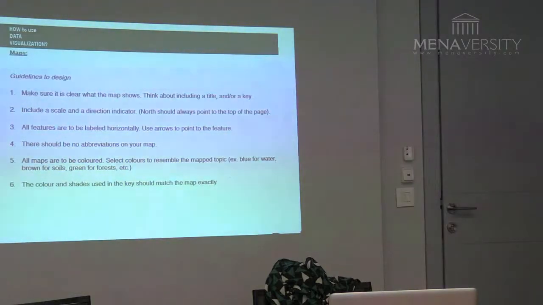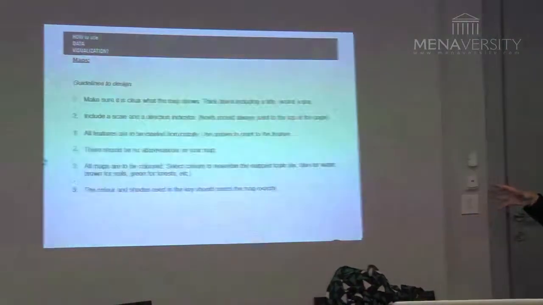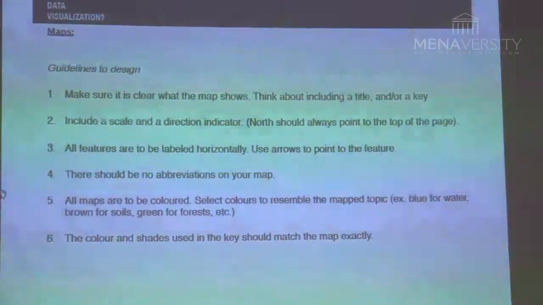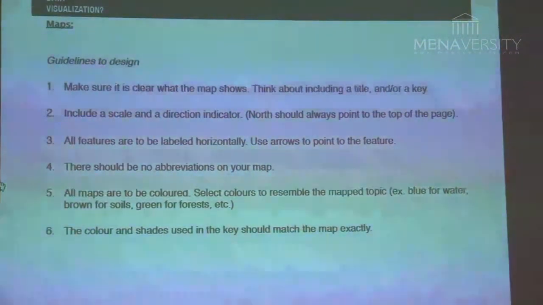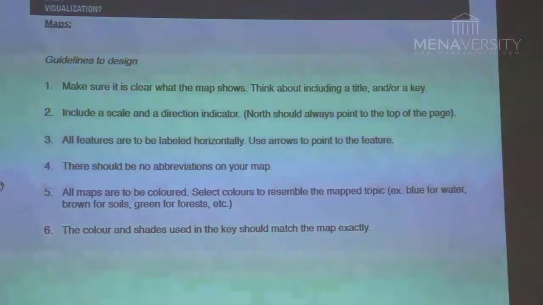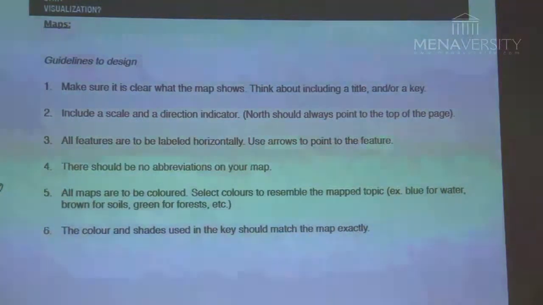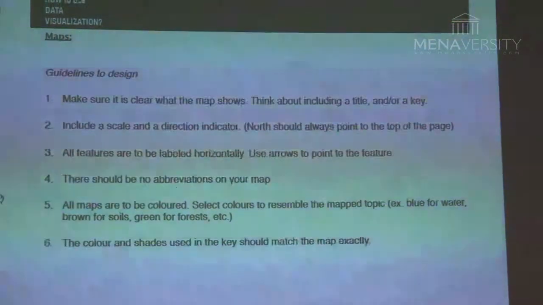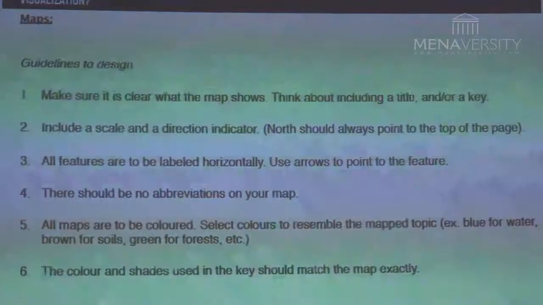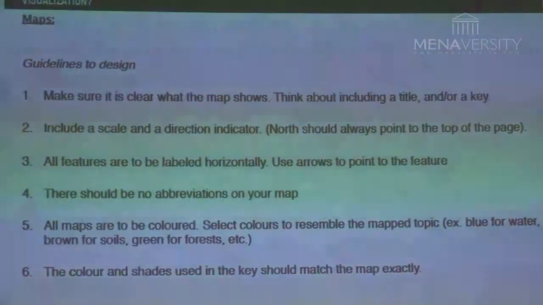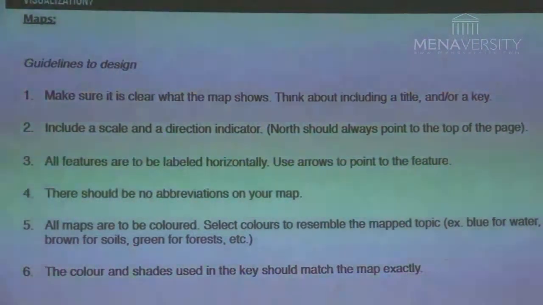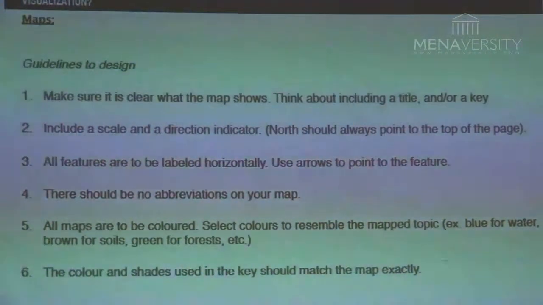Finally, the maps. There are 6 main guidelines. You always have to make sure that everything is clear on a map. It needs to be very easy to read. Think about it, like before we had GPS, whenever we would travel by car, we'd unfold a map. You want to be able to know where you're going quite easily.